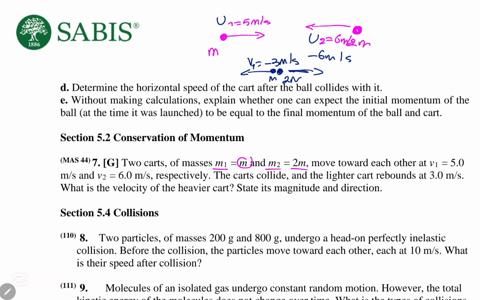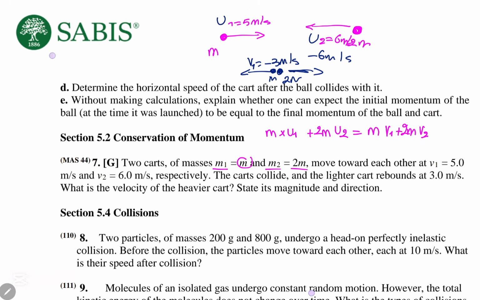So let's do that. We need to find the momentum for both bodies. For the first body, it's going to be the mass times the speed. So m times u1 plus 2m times u2 must be equal to what? It must be equal to m times v1 plus 2m times v2.